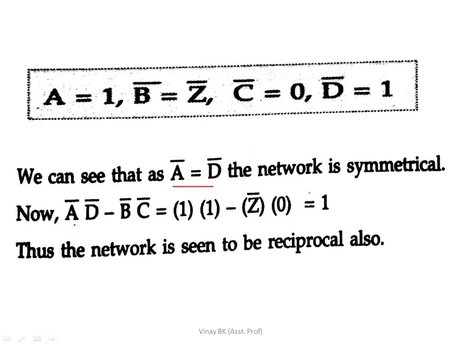Next we check whether the circuit is reciprocal or not. Substitute the ABCD values in the expression AD minus BC, where A is 1, D is 1, B is Z, C is 0. So this term becomes 0. We get AD minus BC equals 1, which means the circuit is reciprocal. So this is about the circuit constants of the short transmission line.